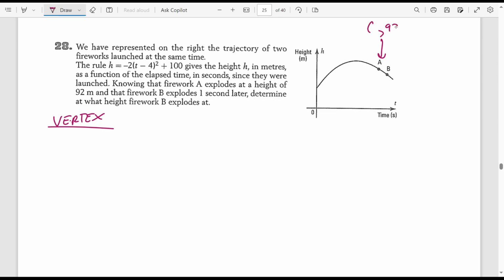If I know the height of when it explodes for A, what would I be looking for first? Well, I have a y, so I'm looking for the x. Okay, and that's basically it. You're just going to walk through this stuff and ask, what was I given? What can I solve with what I was given? If they gave me a y, I'll be able to find an x for it.